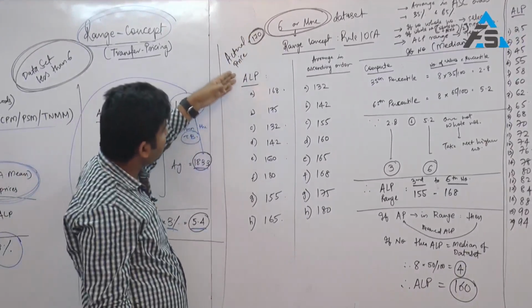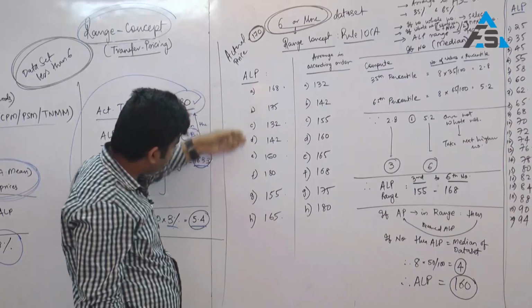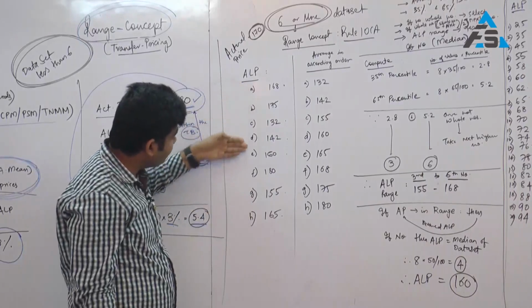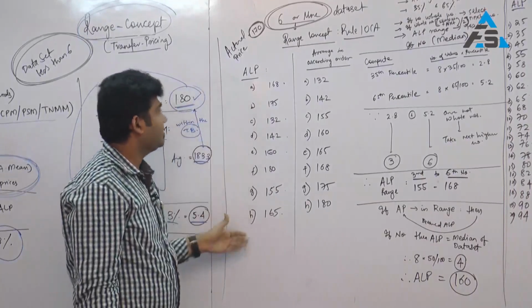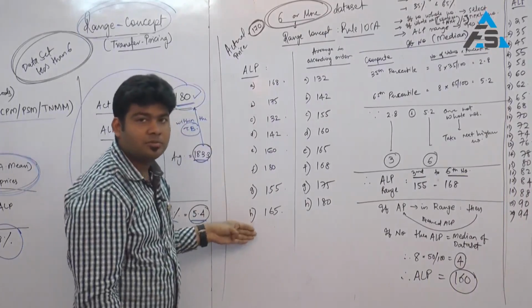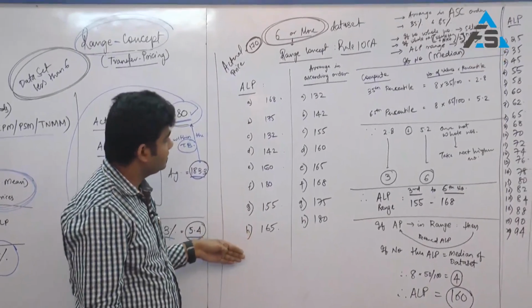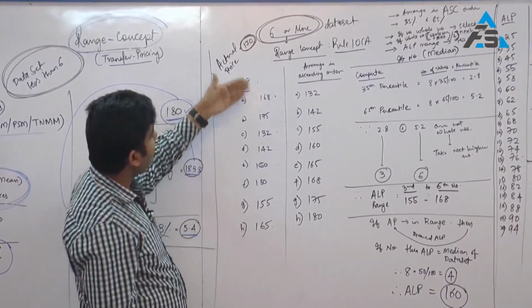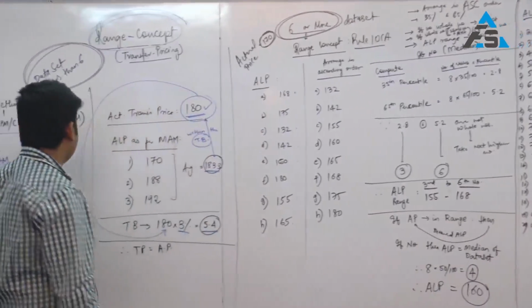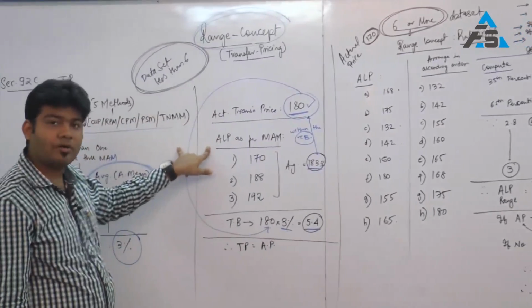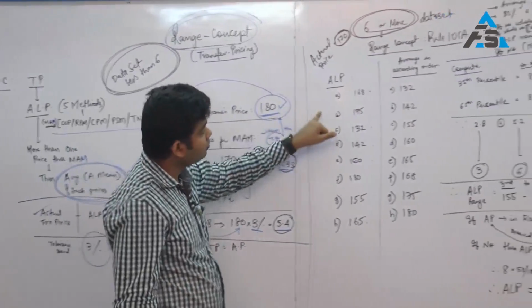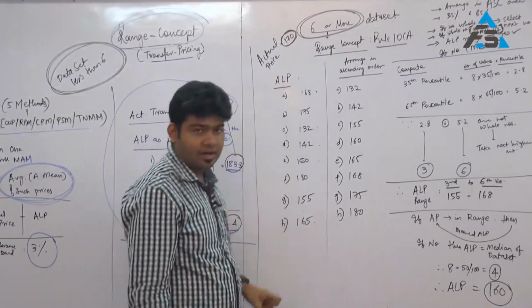But ALP through various methods works out to A, B, C, D, E, F, G, H. So there are 8 ALPs possible through various most appropriate methods. How do I now get it? Because this is possible only if it was 5 or less. When we move to 6 or more, we have the range concept.